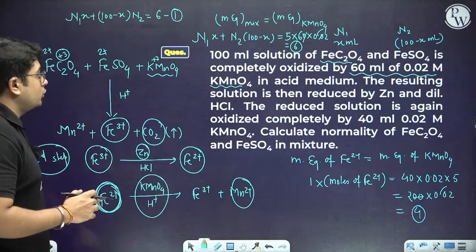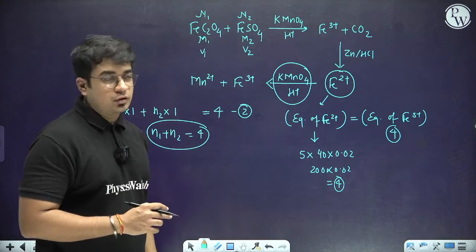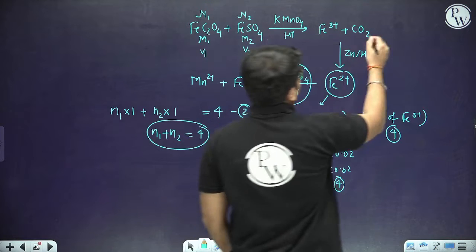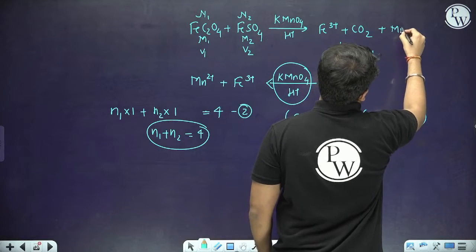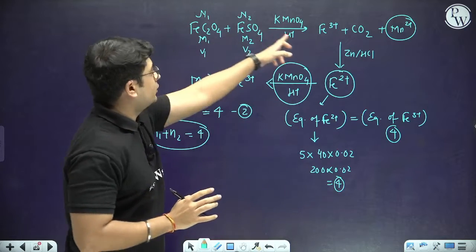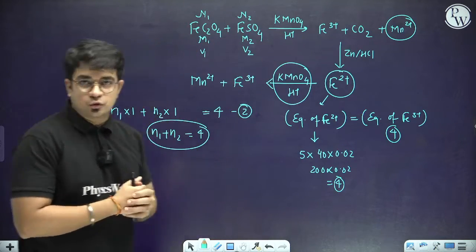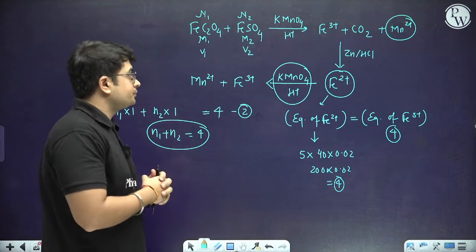In the first case scenario, this entire part is going to be oxidized with KMnO4, and KMnO4 is going to be converted into Mn2+. Fe will be converted into Fe3+, but C2O4 is going to be converted into CO2. Okay, that's the first part.